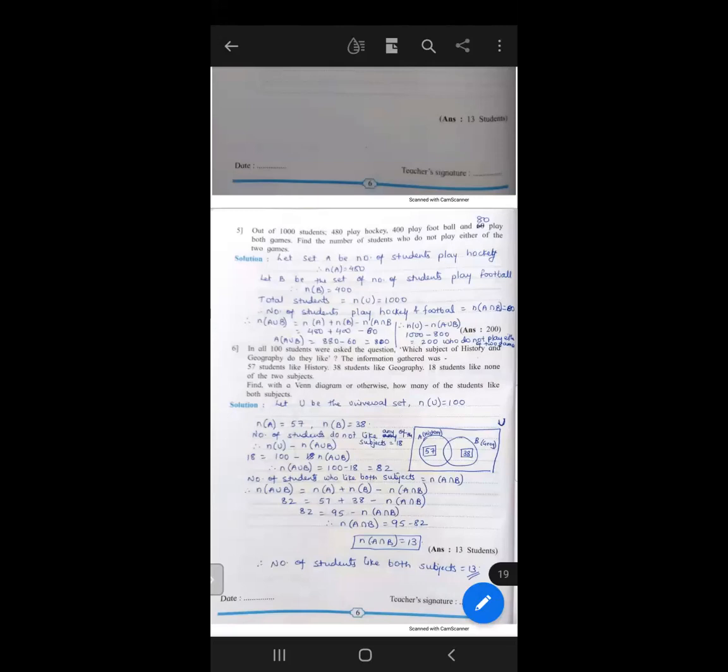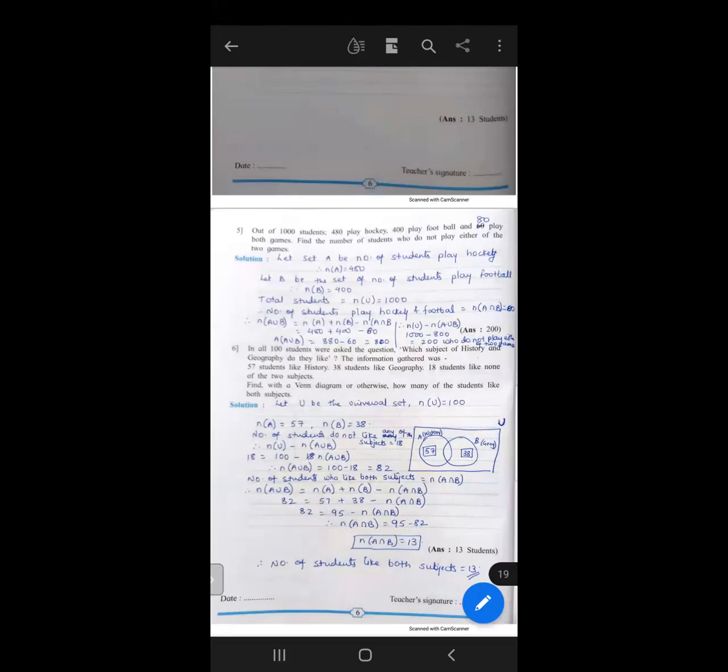Okay. Find the number of students who do not play either of the two games. So here you know that total 1000 students are there. Total 1000 students, so that we consider as the universal set. Okay, a big set, universal set. Now out of that universal set, that is 1000, 480 play hockey, they like to play hockey.